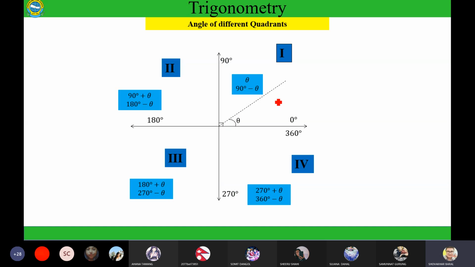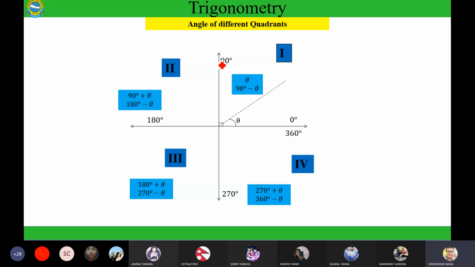Before solving the questions, let me revise all the things that we discussed earlier in the concept session. So this is the first quadrant. In the first quadrant, the angles are theta and 90 minus theta. This is 90 degrees, the boundary of the first and second quadrants. In the second quadrant, the angles are 90 degrees plus theta and 180 degrees minus theta. The boundary of the second and third quadrants is 180 degrees. In the third quadrant, the angles are 180 degrees plus theta and 270 degrees minus theta. Similarly, the boundary between the third and fourth quadrants is 270 degrees. The angles of the fourth quadrant are 270 degrees plus theta and 360 degrees minus theta.